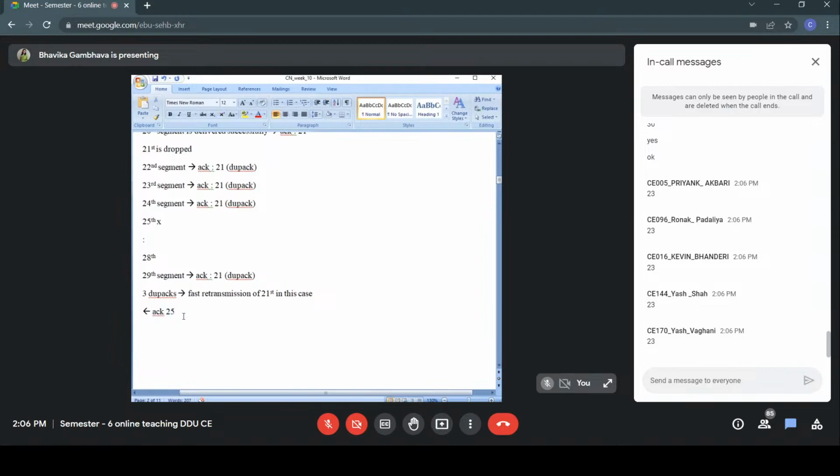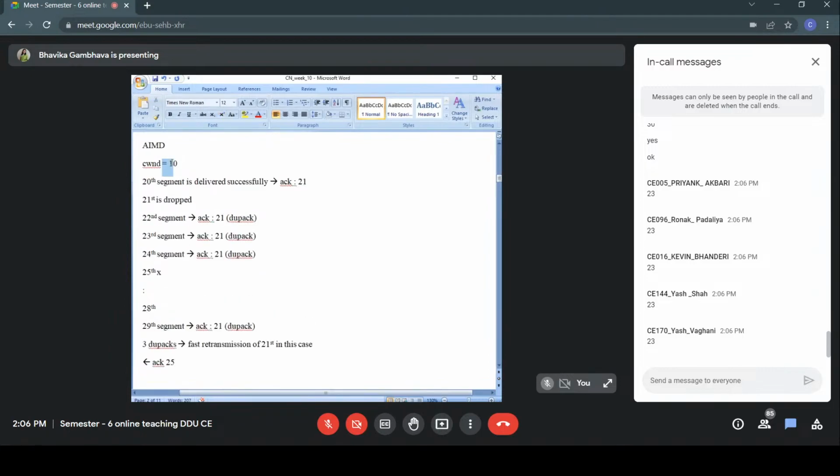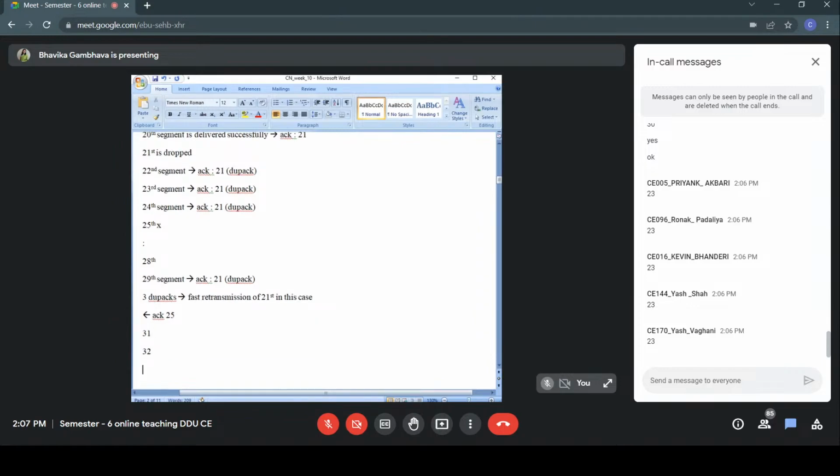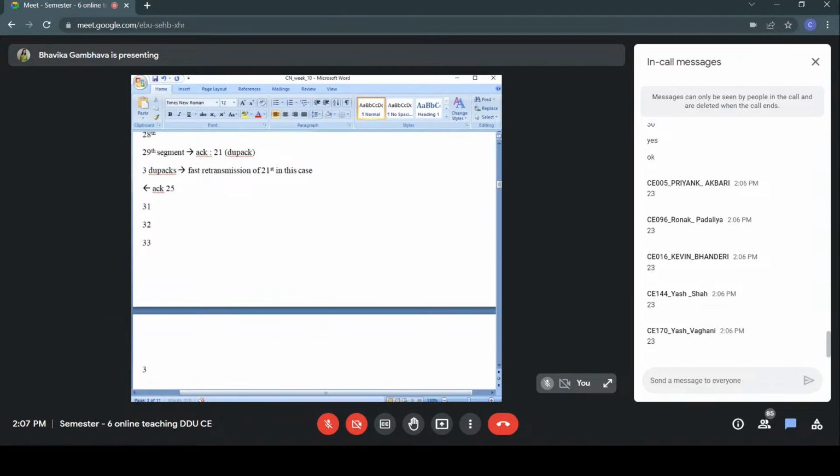So when you get acknowledgement of 25, our congestion window is 10. So what will we do? We know that now 25, 6, 7, 8 and 9, those are outstanding. 1, 2, 3, 4 has been cleared. So now we are allowed to send 31, 32, 33 and 34.